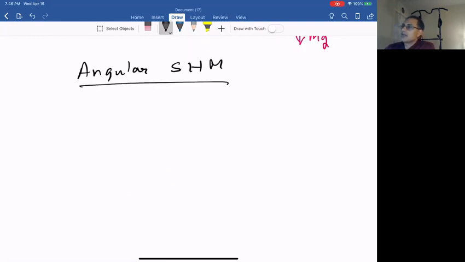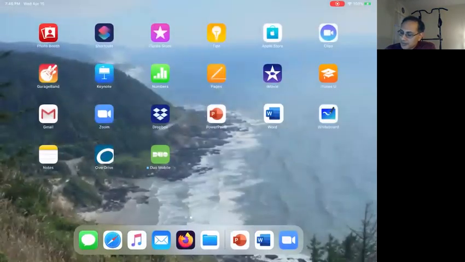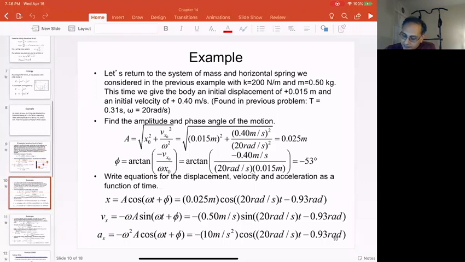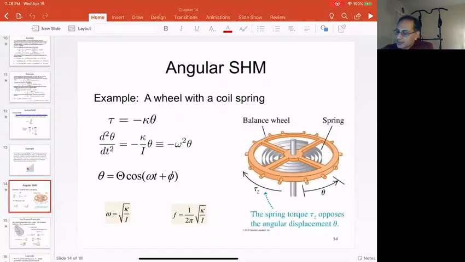All right, so a typical example of that would be a spring, a wheel with a coil spring. So I have a picture of that on the PowerPoint. And we actually have one of these in the demo room at Vanderbilt, so I could have actually brought this out and showed this to you.